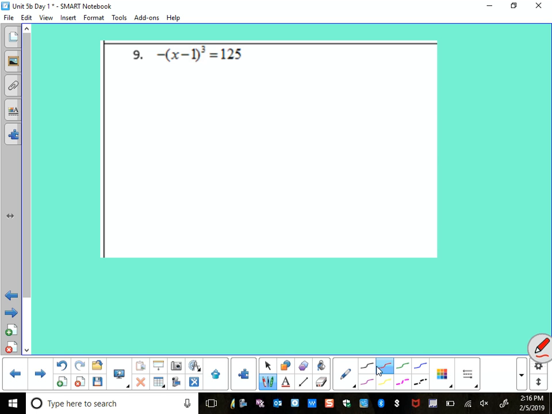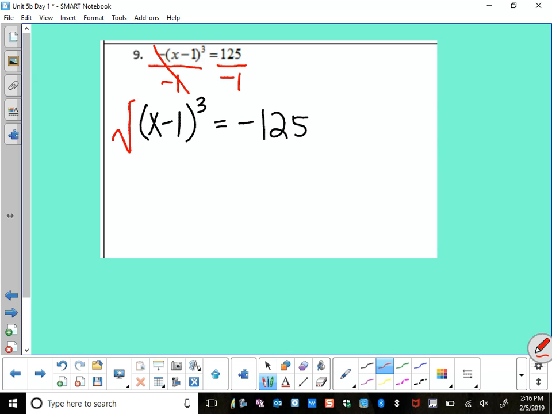Okay, so what I'm gonna do is, since you guys already did these, I'm gonna just solve it. See if you made a mistake anywhere, fix it. I divided by -1, it cancels out. So I'm left with x minus 1 to the third power is equal to -125. Alright, I want to get rid of this power of 3, so I took the root of 3.